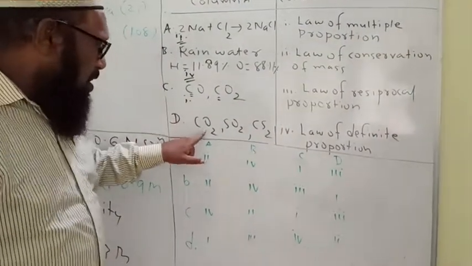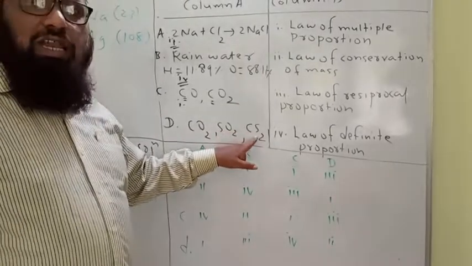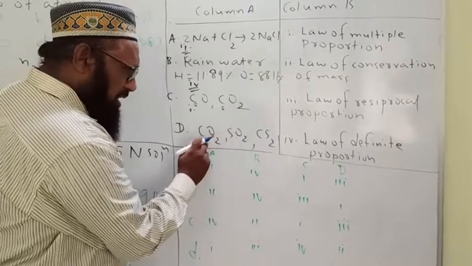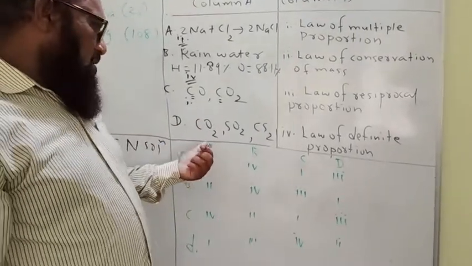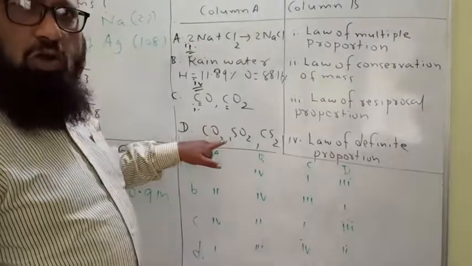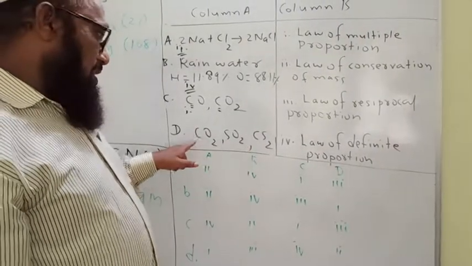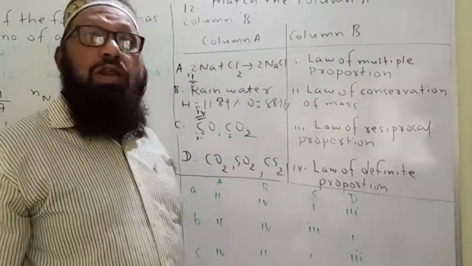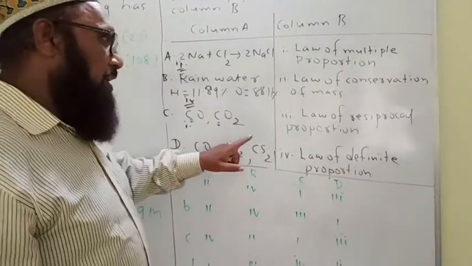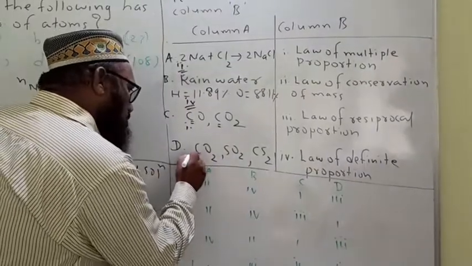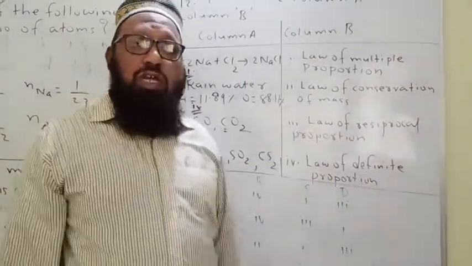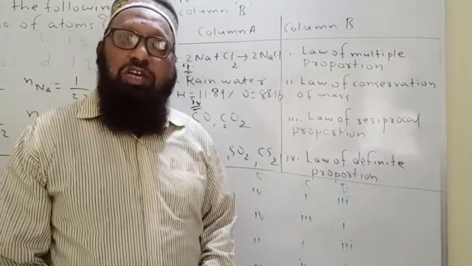Then carbon dioxide, sulfur dioxide, carbon disulfide. Here two different elements, carbon and sulfur, combine with a fixed mass of a third element, oxygen. Then they bear a simple whole number ratio by mass. This is according to the law of reciprocal proportion, option 3. This law of reciprocal proportion was proposed by Richter.